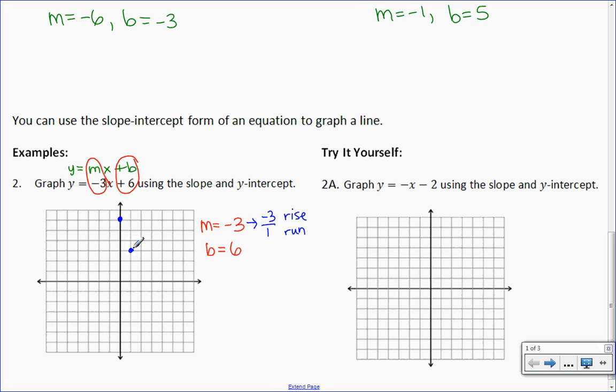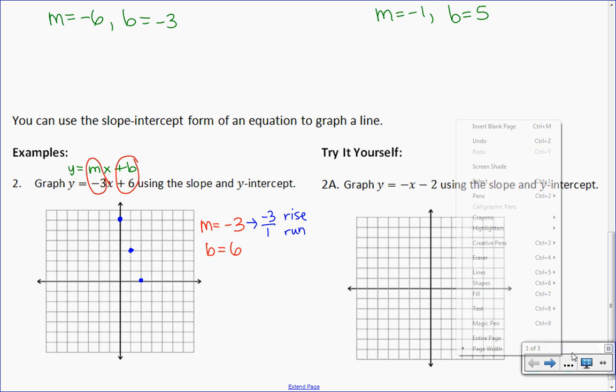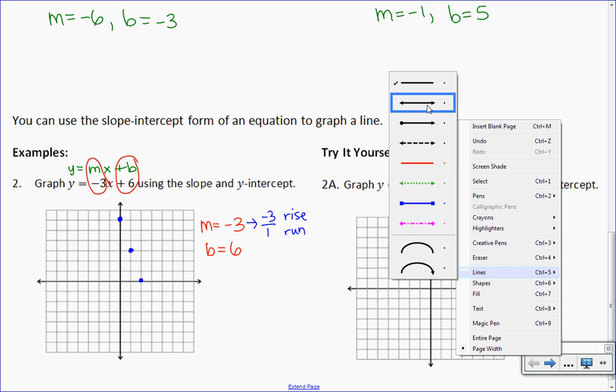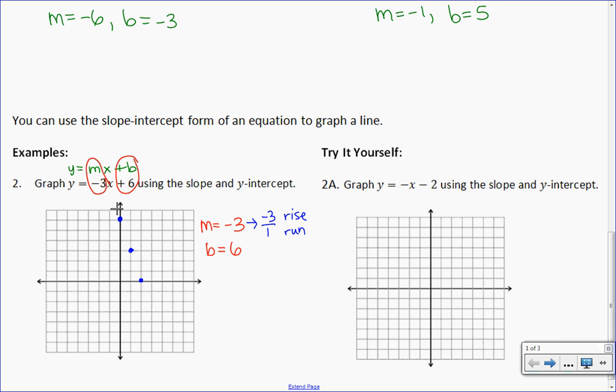And we like to make 3 points whenever possible, it just makes a nicer line. So from here we'll do the same thing again, down 3, to the right 1. And now we can connect those 3 points to make a straight line. And this is the graph of the equation y equals -3x plus 6.